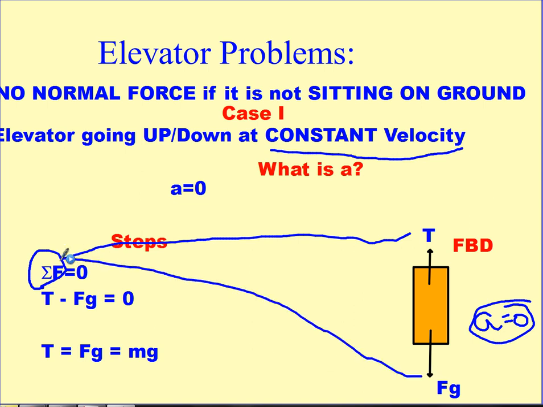So, let's look at this. I have T going up, so that's positive. Up is positive. Fg is going down, so that is negative. So I have T minus Fg must equal 0. Or the tension has to equal Fg, and you remember Fg is the weight, and that is equal to mg.